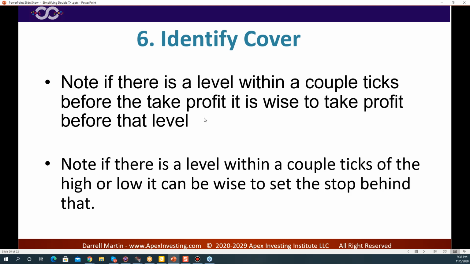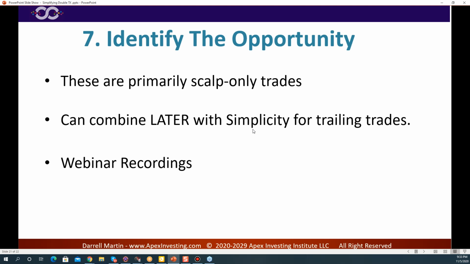Same with your stop. If your stop is 1 tick below or above that entry bar, but there's a big level right there, move it a tick or two to the other side of that big level. Okay, so that's identifying your cover. Okay, so these are primarily scalp only trades. We just go for those couple of bars. You can combine it later with simplicity for trailing the trades and try to get more out of it in longer trades. Once again, if you've not watched those webinar recordings, make sure to check those out.